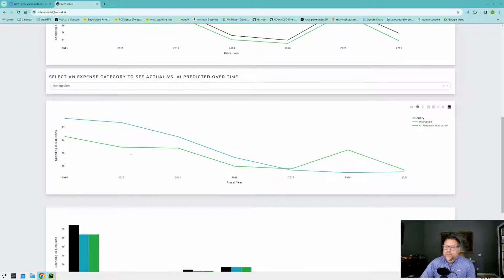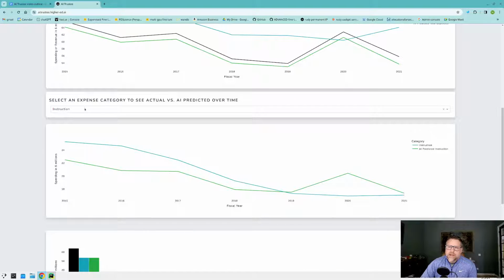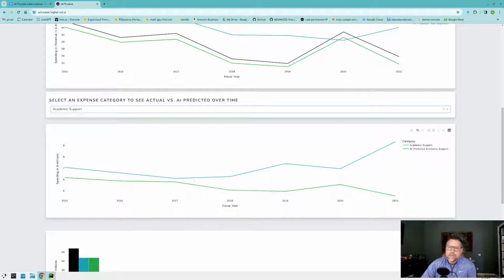Another panel I have here is looking at specific spending categories over time. So this is just overall spending. This panel is looking at instructional spending or academic support or any of the functional categories that you want to look at. And so again, it's showing actual spending versus AI predicted spending.